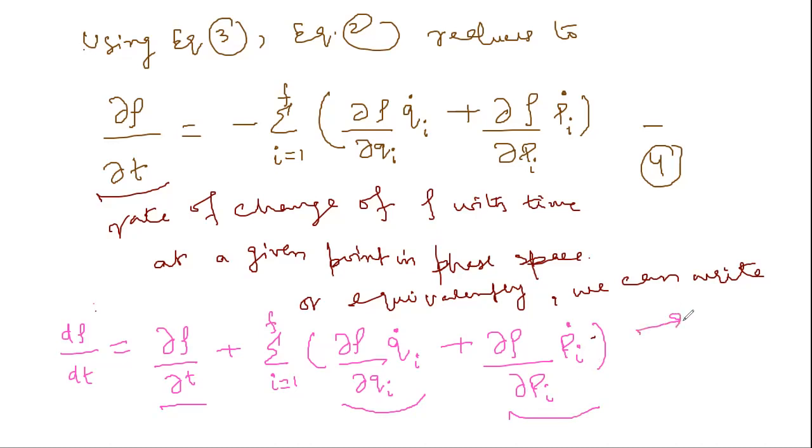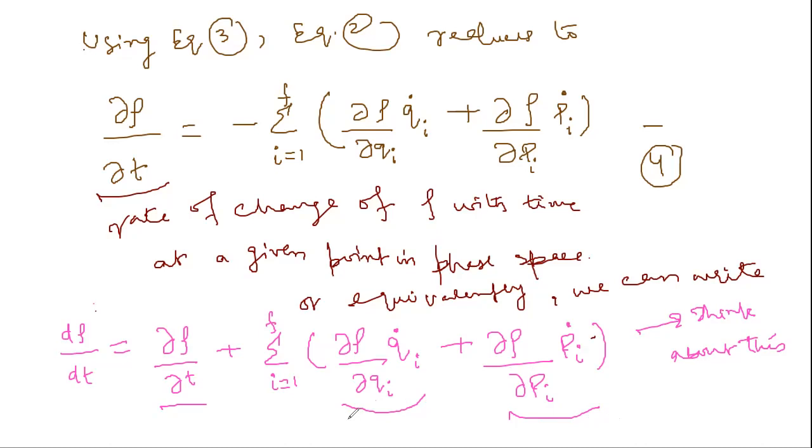I will give an assignment. Think about this. So I am saying rho is a function of all Q's and P's and time. First term, which is the partial of rho with respect to time, gives its rate of change if point is fixed. Because if point is fixed, this second term is zero. Point fixed means qi dot is zero, pi dot is zero, both terms will vanish.